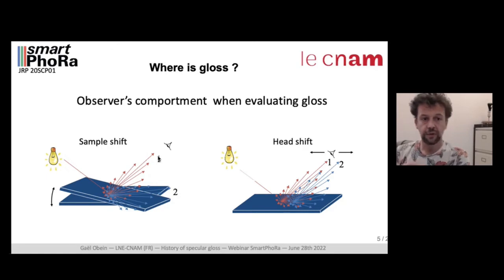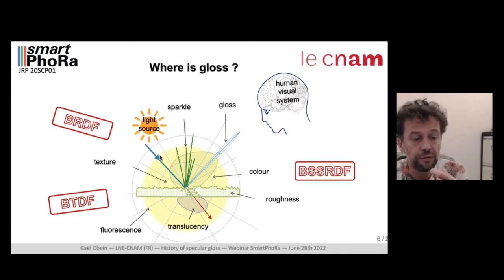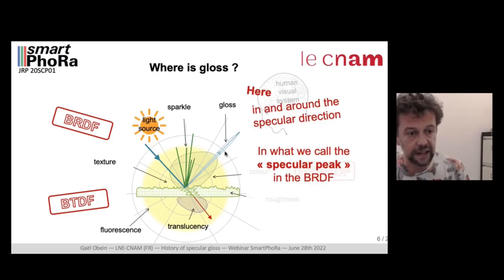If you ask your observer to not move the sample, then you will see him moving his head in order to catch the value of the reflectance in and around the specular direction. So if we look at the bidirectional reflectance distribution of a surface, which fully characterizes the optical properties of the material, you will notice that the information concerning gloss is exactly in the specular direction and around the specular direction.